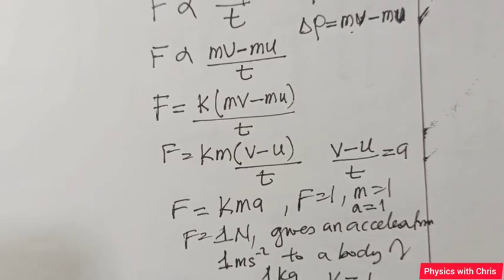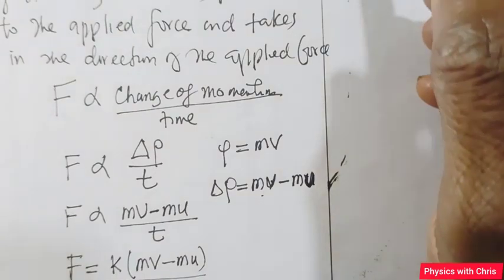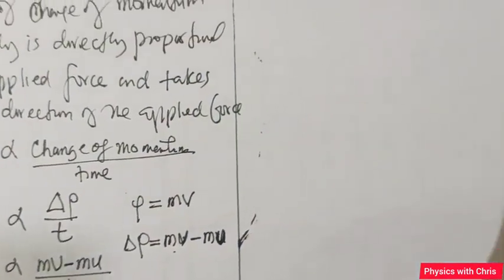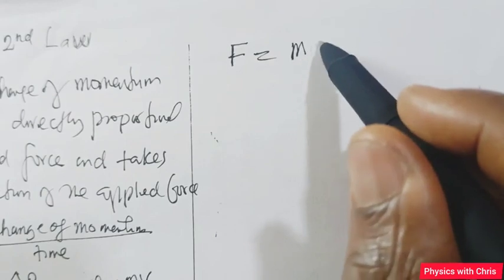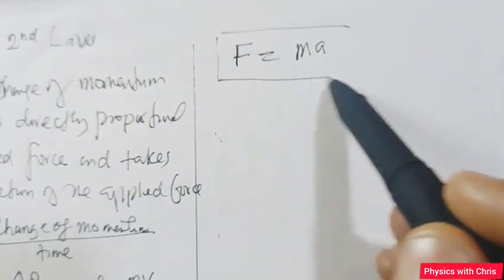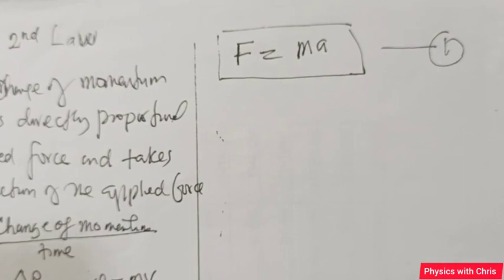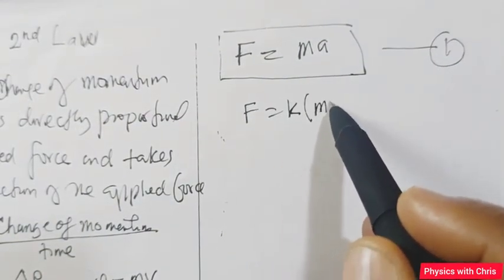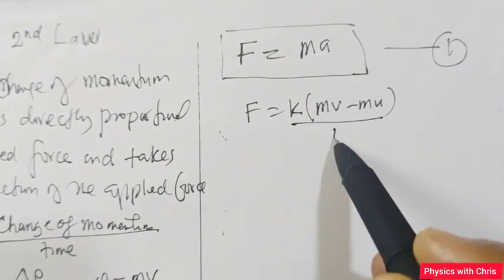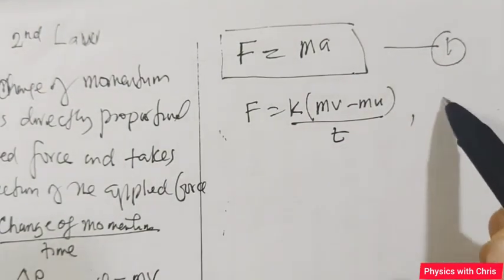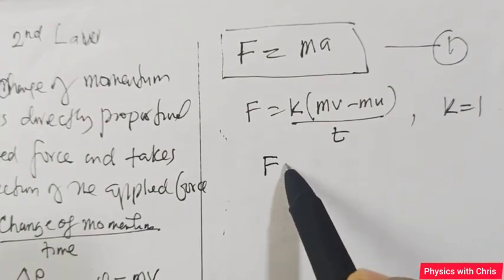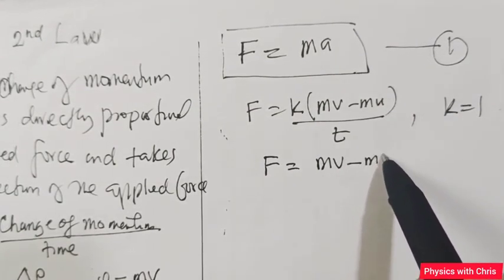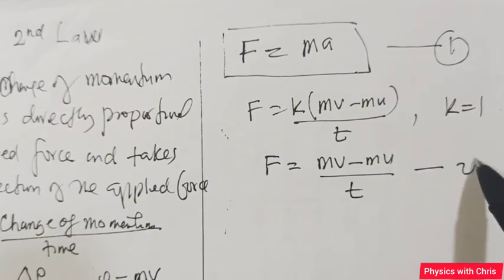Substituting back into the equation, I have F equals M times A. Okay, so that is one of the equations of the force, the applied force that is applied to a body according to Newton's second law of motion. If I come back to this expression, F equals K into mv minus mu over t, and we take K as 1 here, which means F equals mv minus mu over t. This equation defines what force is.